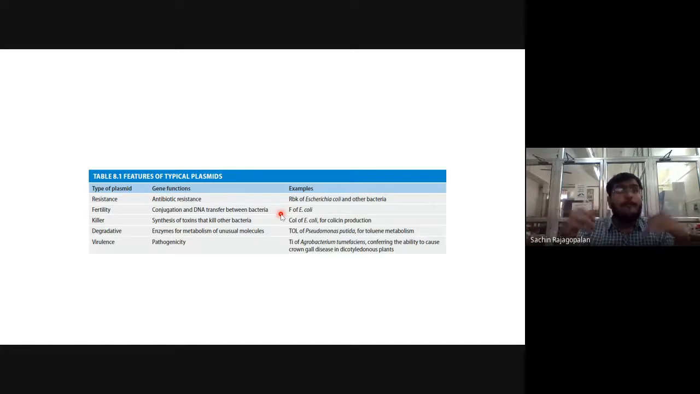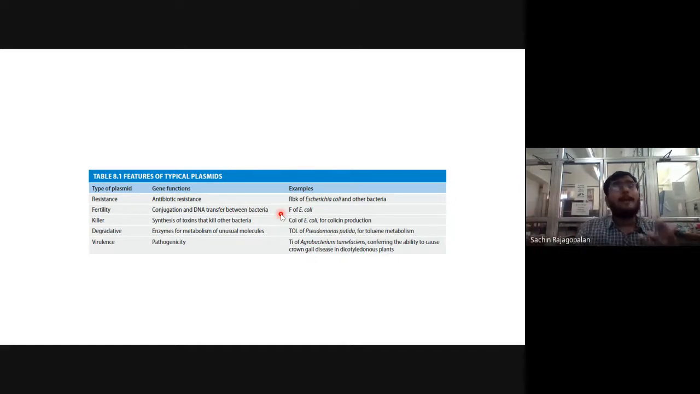Several plasmids code for toxins to kill competing bacteria. So they are called killer plasmids. They make toxins so that the competing bacteria around them die. Degradative plasmids, as I said, some plasmids have genes which encode for degradation processes, wherein they are going to degrade some molecules which are difficult to degrade, like plastic degradation. Many a times the ability of bacteria which degrade plastic is plasmid encoded. It's not chromosomally encoded.